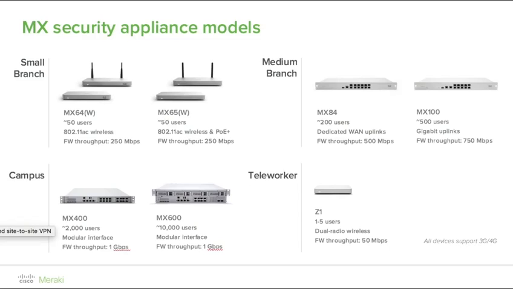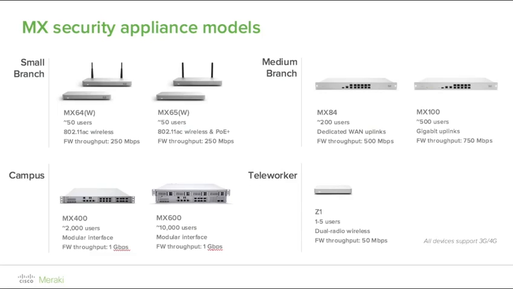MX Security Appliance Models. There's an MX Security Appliance to suit every network, from the ultra-compact teleworker device supporting 5 users to the MX 600, which is capable of handling 10,000 users. The Z1 is an ideal device for ultra-small offices, telecommuters, or even as a remote access out-of-band management device. The MX64 is our most popular device, making up over 50% of all our security appliances shipped to date.